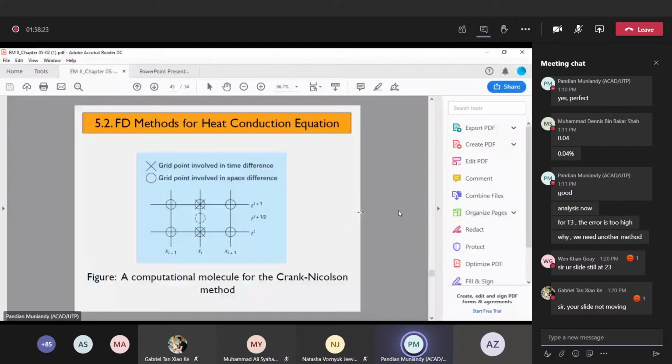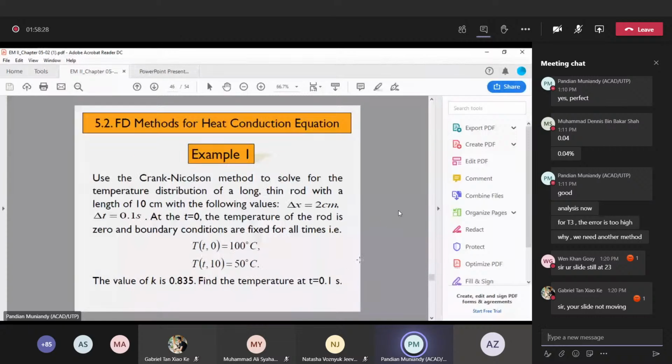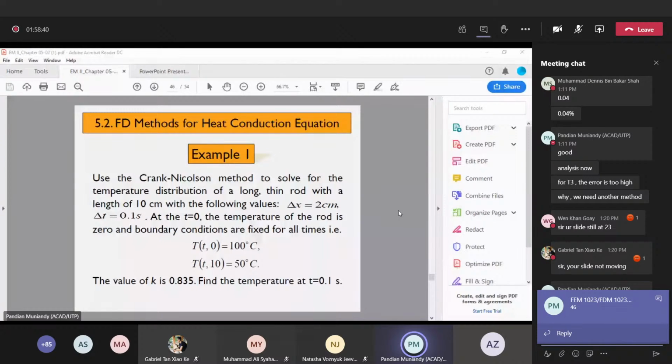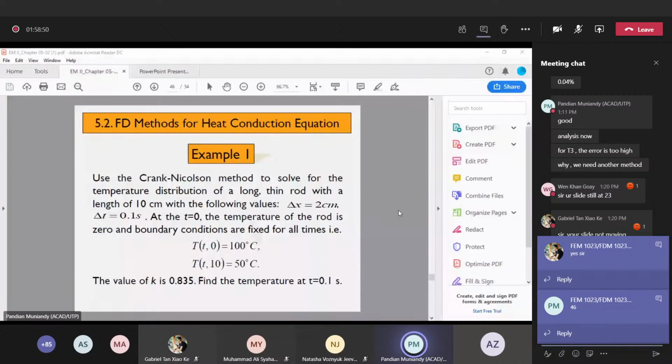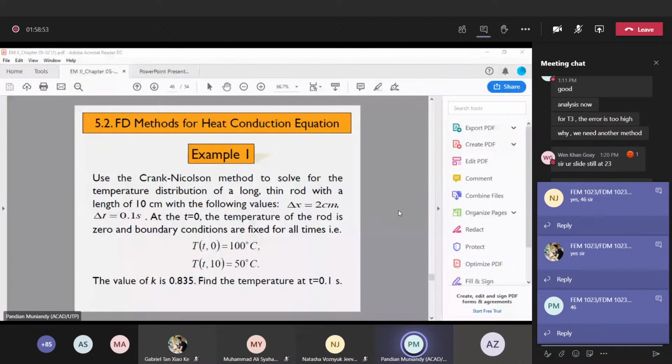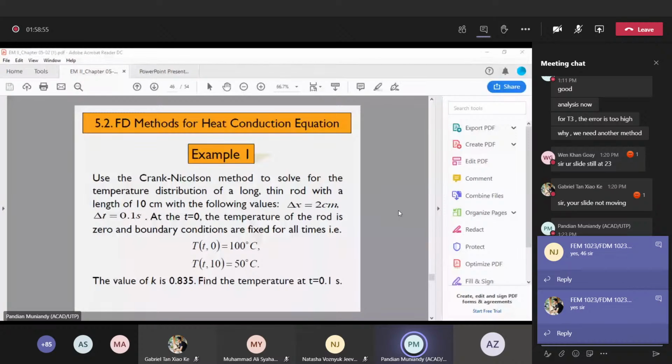So slide 46. Can you see slide 46, class? Now 46. Now we are in slide 46. Gabriel, can you see? Slide 46. Gabriel? 46. Okay. All right. So slide 46.